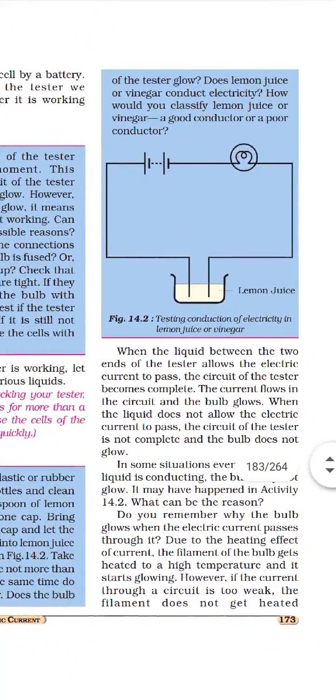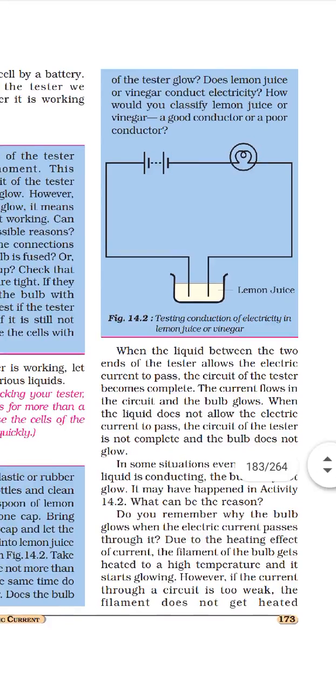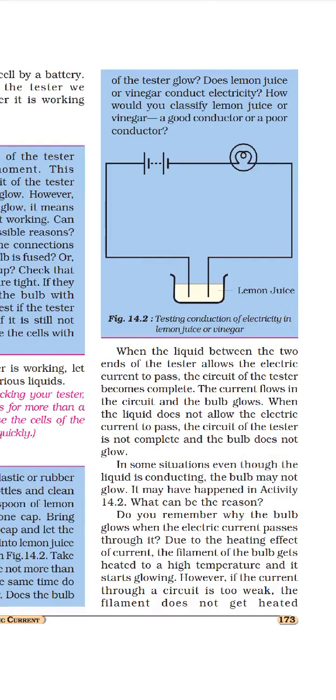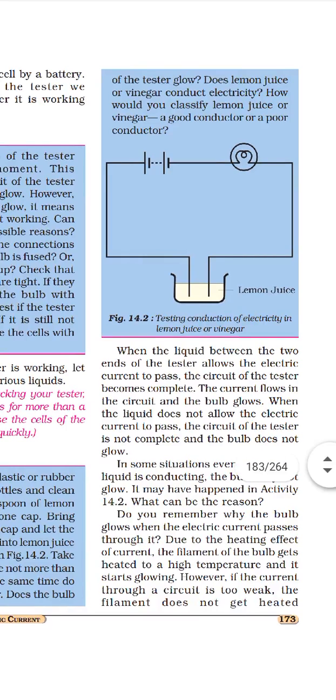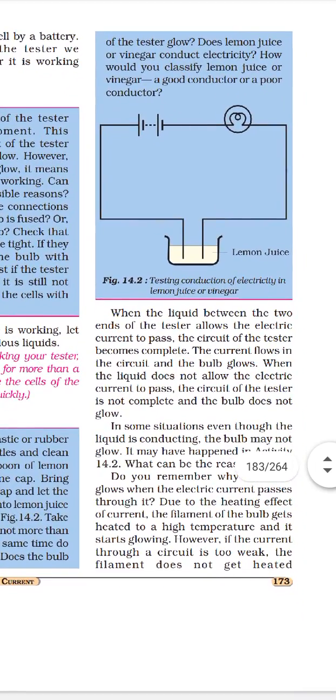When the liquid between the two ends of the tester allows the electric current to pass, the circuit of the tester becomes complete. The current flows in the circuit and our bulb glows. If the liquid does not allow electric current to pass, the circuit of the tester is not complete. The bulb does not glow.